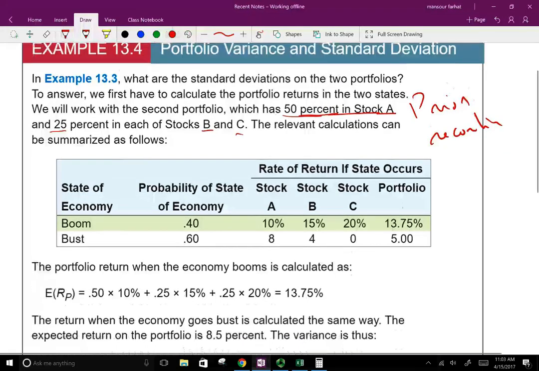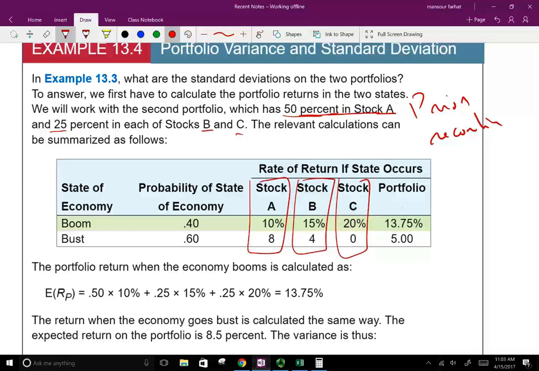Okay, so this is the expected return of each stock: stock A, stock B, stock C, under various scenarios. This is the portfolio under a boom scenario. This is the portfolio under a bust scenario, and hopefully we know how to do this. So they're showing us how we come up with 13.75, 50% times 10%.